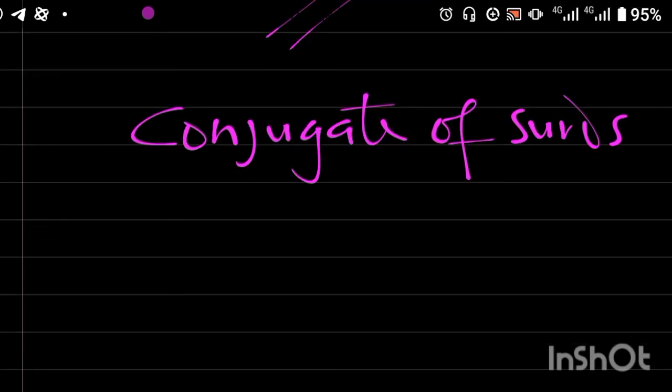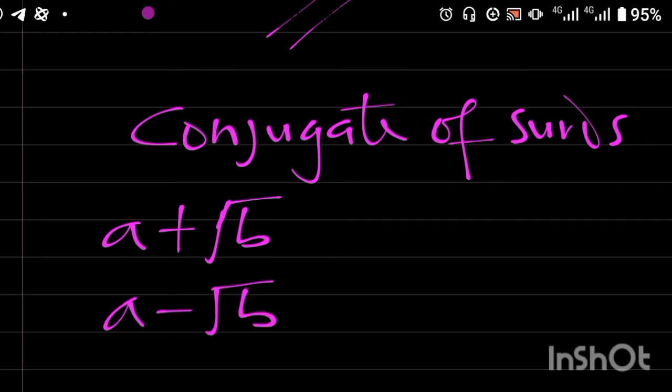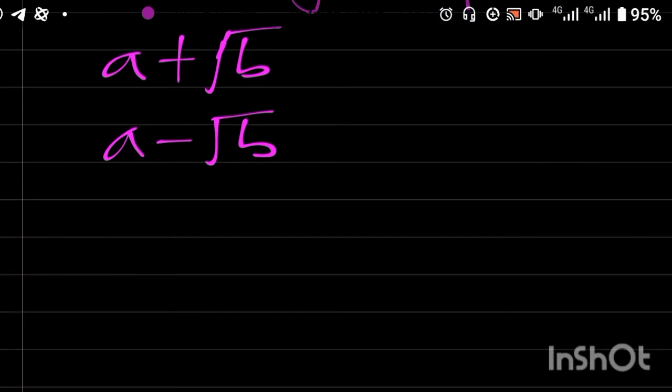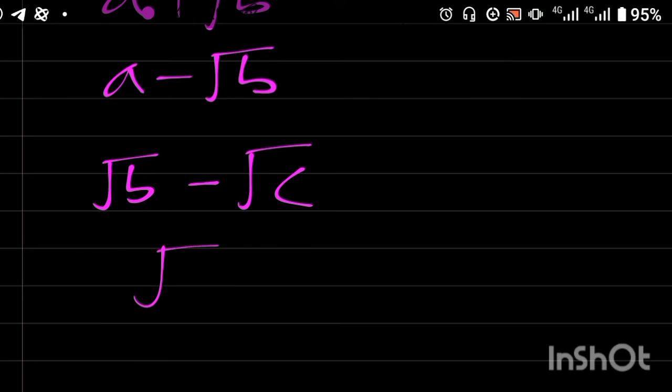Conjugate of surds. The conjugate of surds simply means if I have a plus root b, the conjugate of this will be a minus root b. Conjugate is gotten by changing just the sign. Plus we change to minus to get the conjugate, and minus we change to plus. If I have square root of b minus square root of c, my conjugate is going to be square root of b plus square root of c. That is the conjugate.